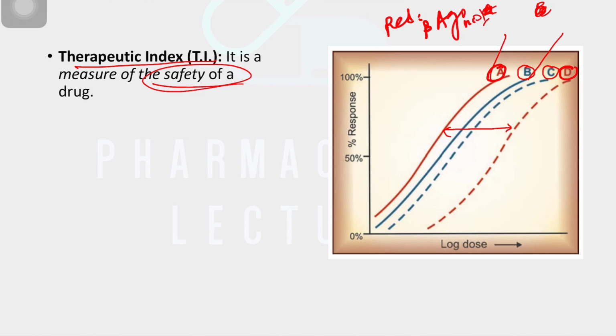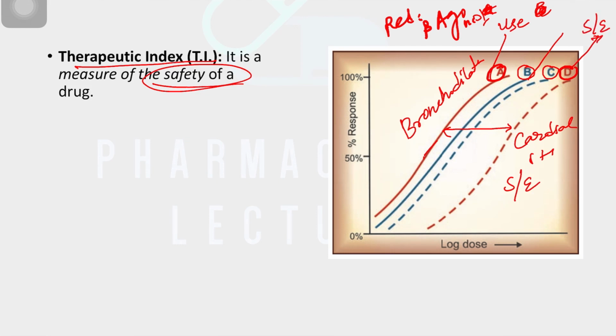We'll see in the ANS section. So this beta agonist produces bronchodilation. This graph is of bronchodilatation, and this graph is of cardiac stimulation, or you can say side effects. So there are two graphs. Graph A is of use and graph B is of side effects.